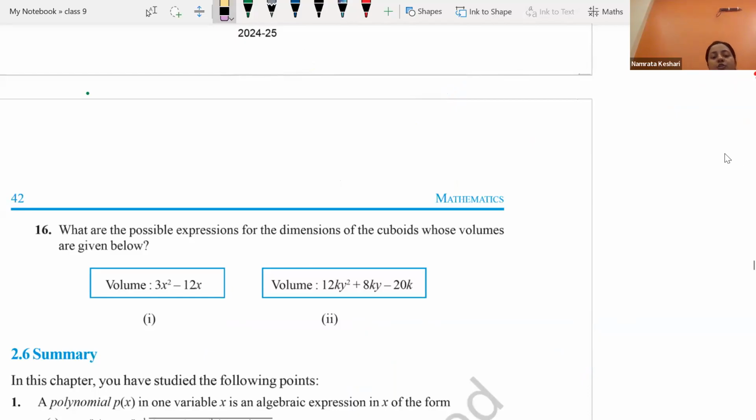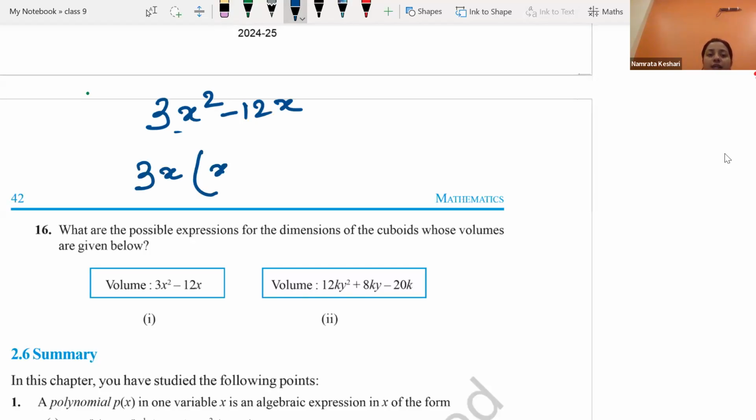So the volume is 3x square minus 12x. Actually, you just need to factorize it. Once you do the factorization, you will end up getting the measurements. Factorization means whatever approach is working, please do it. On day one, I was teaching you how to take out a common factor. So can you see how easily we can take out the common factor 3x, and we will be left with x minus 4. And we are done with the factorization.